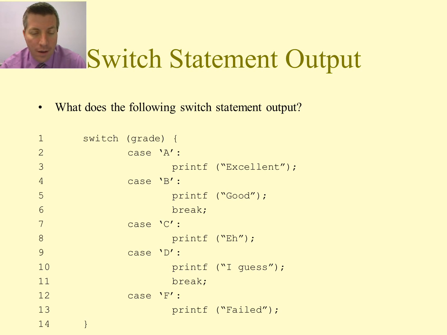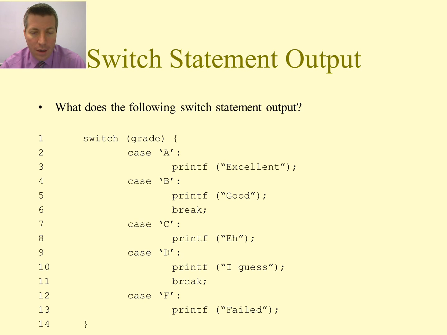If the grade is equal to a capital D, we're going to check line 2 and say, is D equal to A? No. Then we go to line 4. Is D equal to B? No. We go to line 7. Is D equal to C? No. We go to line 9. Is D equal to D? Yes. We're going to execute line 10, which is printing out I guess, and then we will break. So then we will jump out of our switch statement altogether.